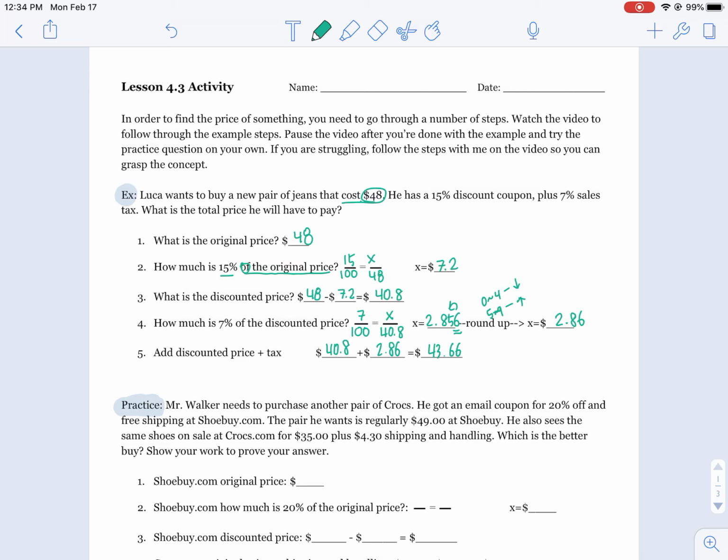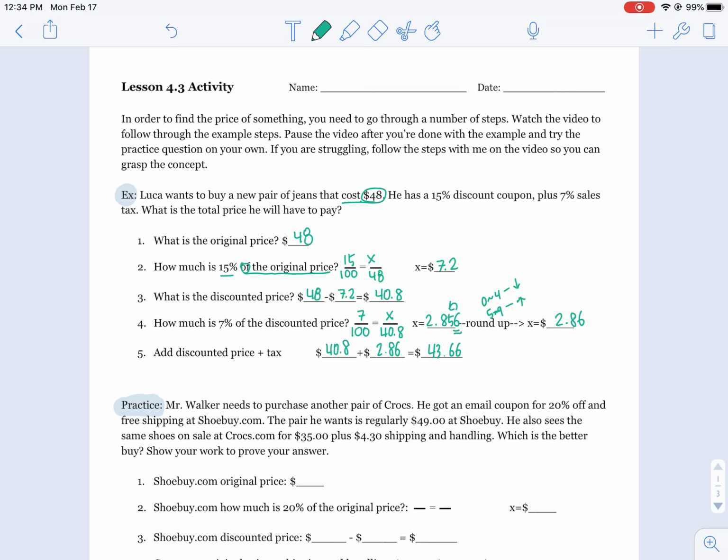So this is going to be the amount that you're going to pay. Even with 7% sales tax, you are still paying less than what you could be paying, because without the discount coupon, you'll be paying $48 plus 7% of $48, and it's going to be a lot more expensive price.